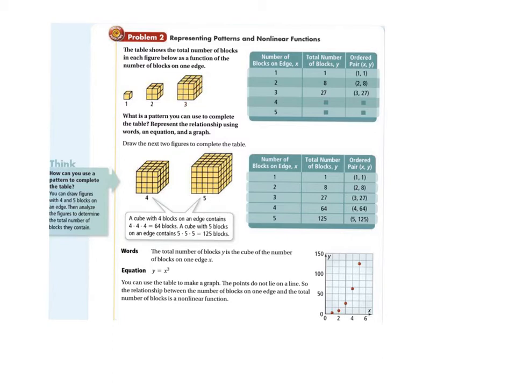So it's pretty easy to come up with that. So when I ask you to look for the pattern, start thinking about squares and cubes in these nonlinear functions. It happens pretty quickly. So in words, the total number of blocks in the cube is the cube of the number, rather, of blocks on one edge. So cubed, y is x cubed, right? 1 cubed is 1. 2 cubed is 8. 3 cubed is 27, right? 3 times 3 times 3, so on and so forth.